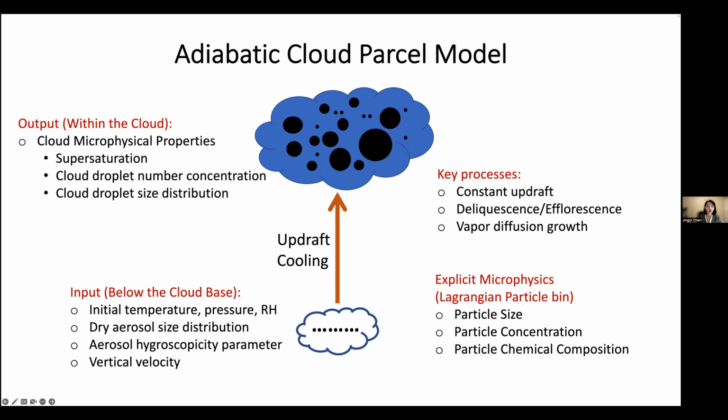The output of the model is the cloud microphysics properties, like the supersaturation in the cloud parcel, the droplet number concentration, and the droplet size distribution. Here, the size distribution is represented by Lagrangian particle bins. So we have the size, concentration, and the chemical composition of the particles for each bin.